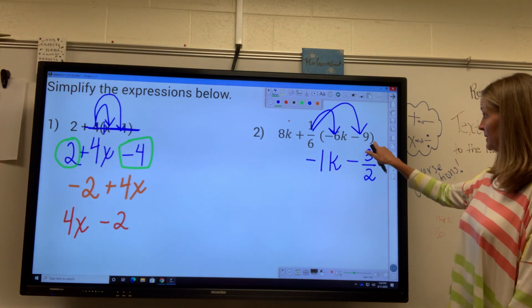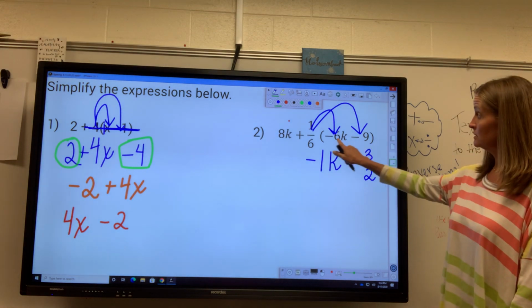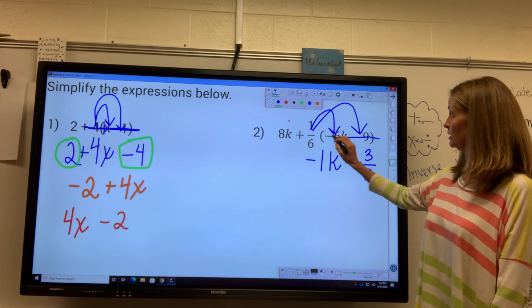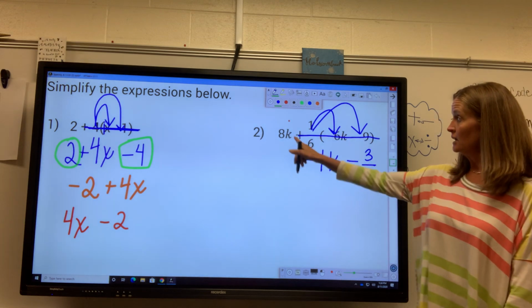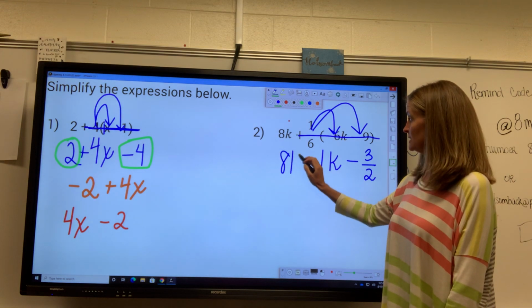And I'm stopping because there's nothing else in there to multiply. So that's all taken care of. So all of that stuff is now gone. Did you touch the HK yet? No, we didn't. So drop it down.